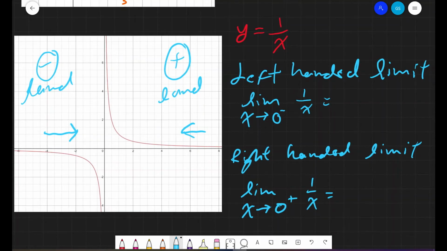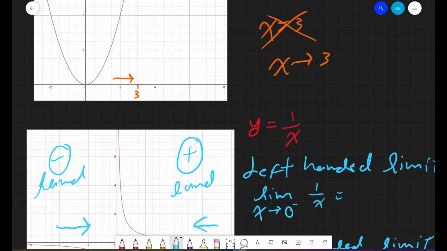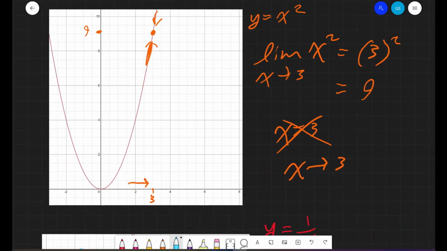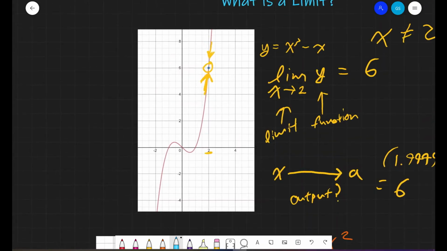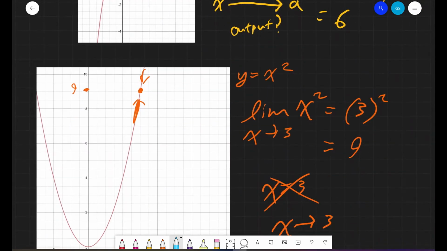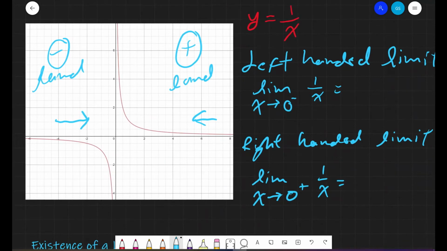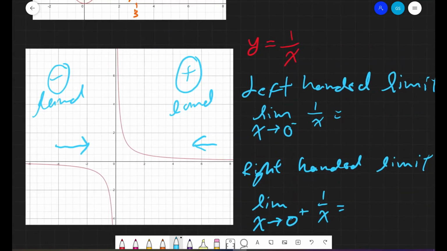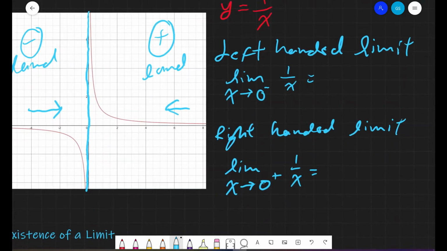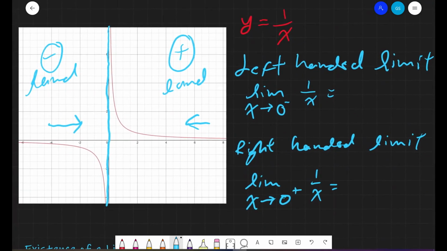Some functions don't necessarily give you a nice value. Some of them diverge. What we saw in these previous examples, like this one with x squared, was converging to a specific value. This was also converging to a specific value. But here, we're diverging, because if you put in 0 into 1 over x, you get something called undefined. So there's a little asymptote right here at x equals 0, not y equals 0.